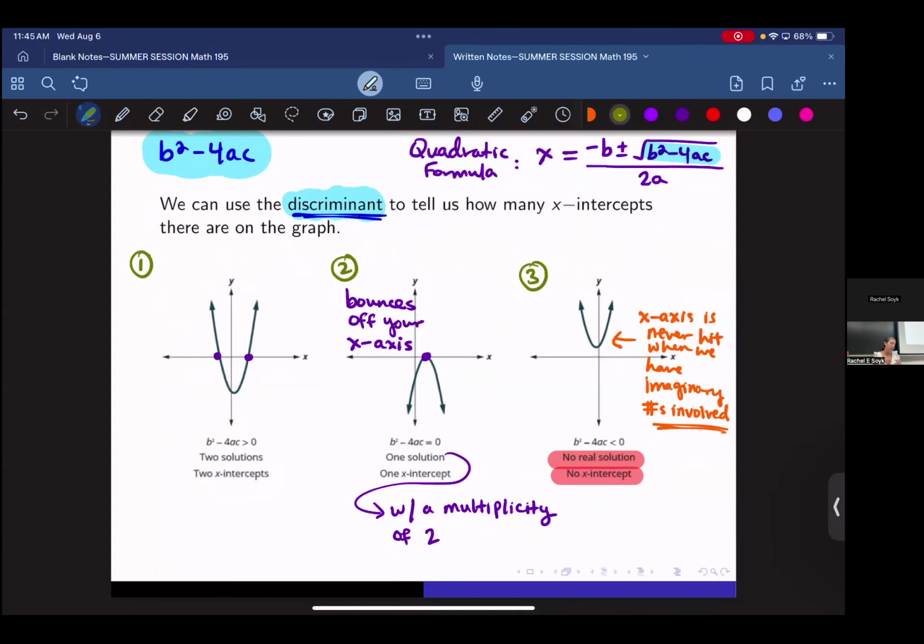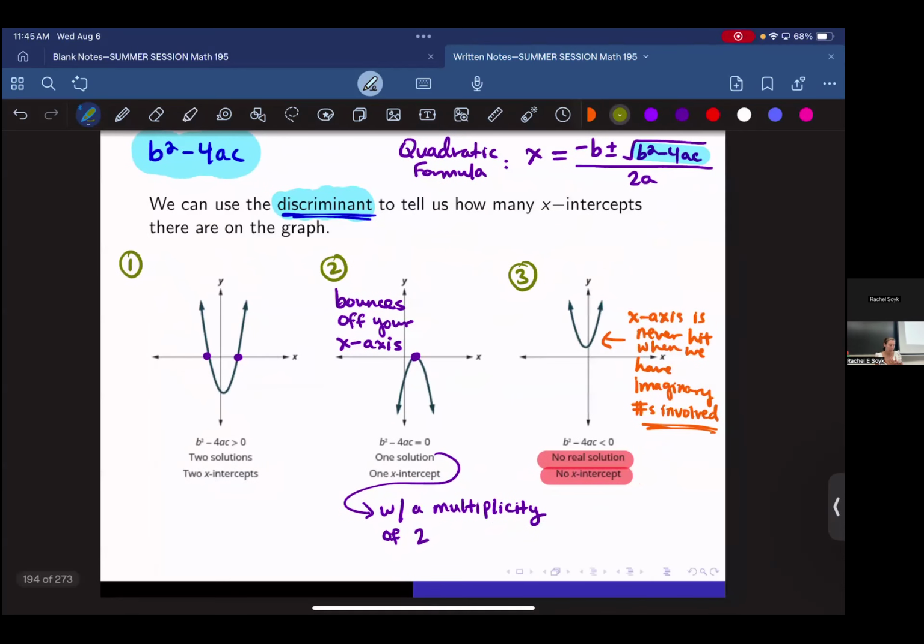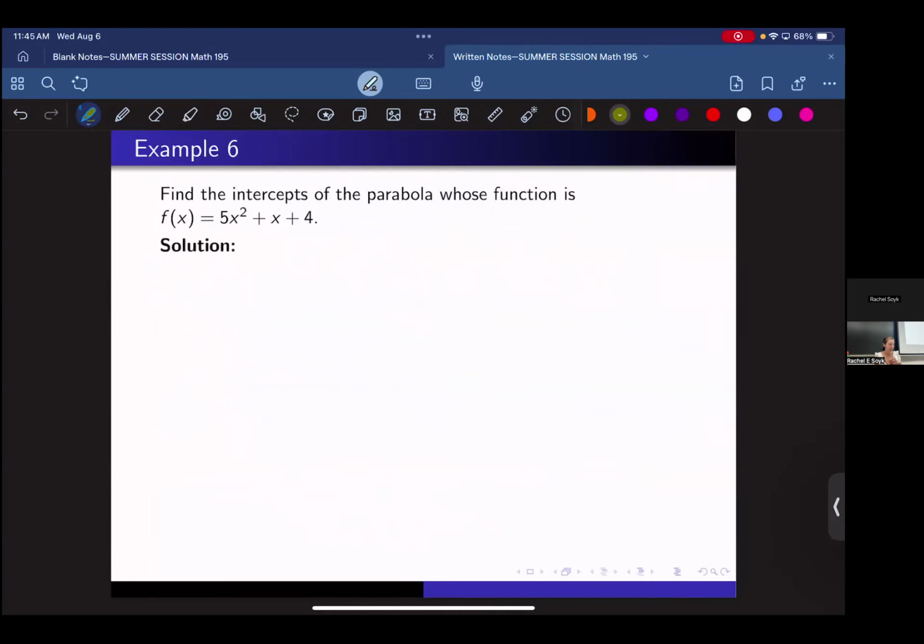So let's do example 6, where we are asked to find the intercepts of the parabola whose function is 5x squared plus x plus 4. Again, let's start with the easy y-intercept. So look at your constant. So our y-intercept is just 0, 4. Done. X-intercept. This is where we want to factor, if we can.